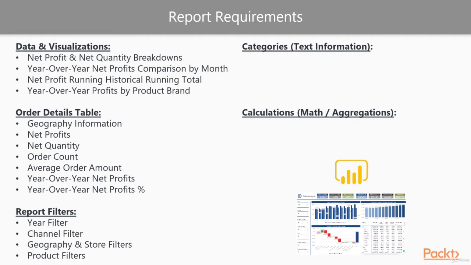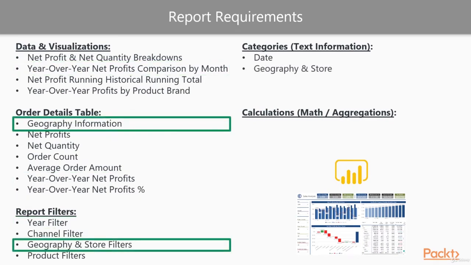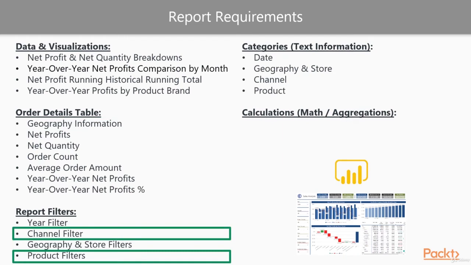We'll start by first determining what categorical or textual information we'll need. The first thing I notice is that there's a couple of places where it's asking for the data to be broken out by year or filtered by year. Those fields would typically come from a date or calendar table. I also see a few spots where there's geography and store information being requested, so we'll also want to bring in the information about those as well. Lastly, we also have requests for channel and product filters, which are the final things we'll add to our categories list.